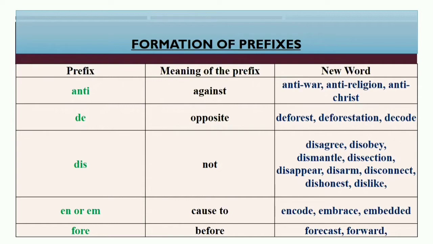Okay, now dear learners, next en or em, that means cause to. With these you can make encode, embarrass, embedded. So you can make this type of new words using this prefix en or em. Then fore, which means before. Using this fore, you can make words like forecast, forward. Dear learners, I hope you will do it, or you can make new words using this type of prefixes.